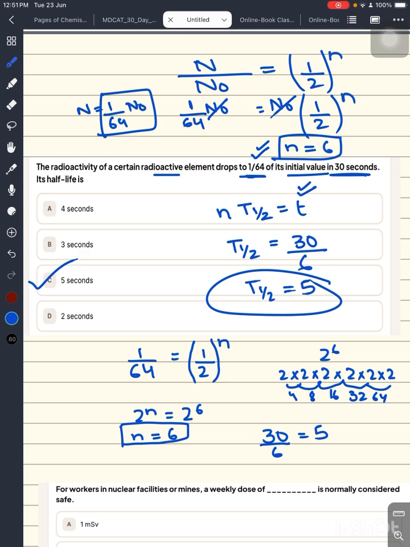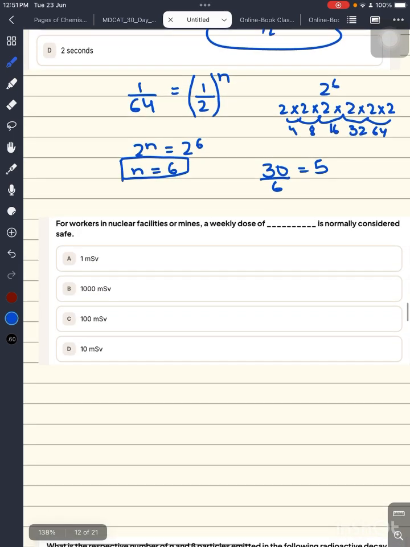So let me explain it more. It says that the radioactivity of the element has decreased, dropped to 1/64 of its initial value. So N0 will be cancelled out and then we will use this formula. From that we will get n, then we will use this formula, then we will get the half life.